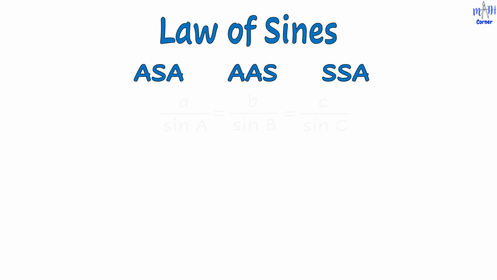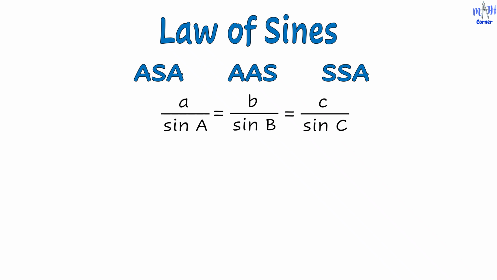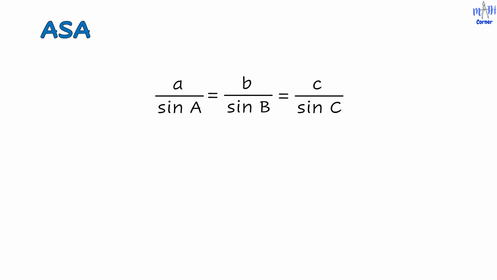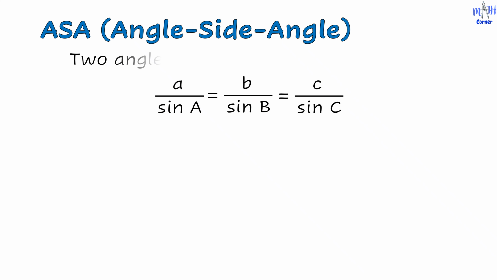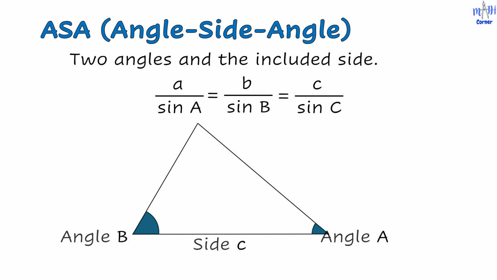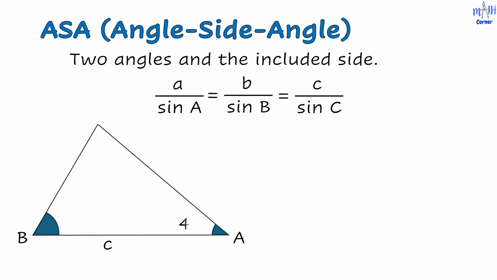Let's begin. The law of sines says, a over sine A equals b over sine B equals c over sine C. Each side is proportional to the sine of its opposite angle. Case 1: ASA, angle, side, angle. In ASA, you are given 2 angles and the included side. Example. Suppose angle A is 40 degrees, angle B is 60 degrees, and side c is 10.